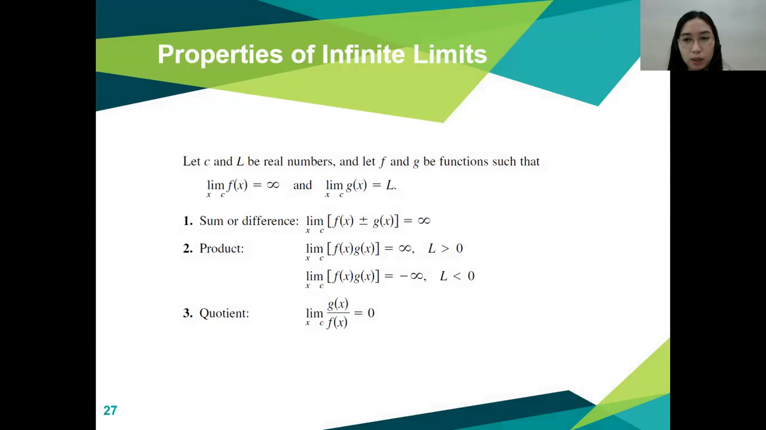Then, if we multiply infinity by a value, the answer is still infinity if L is greater than 0, but if L is less than 0, it is negative infinity. And for the quotient g of x over f of x, for example, L is a number, say 10, divided by infinity. It is approaching 0, since we are dividing by a very large number. For example, 1 over 1 million is 0.000001. Therefore, it is approaching 0. So the answer is 0 when we divide by an infinite number.